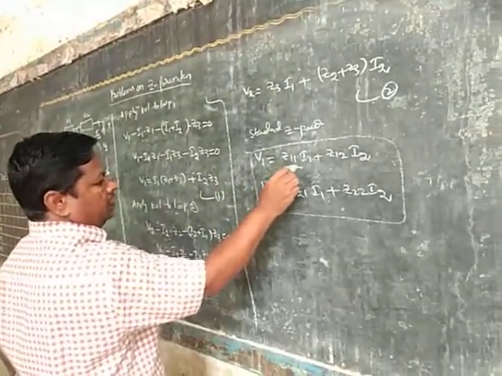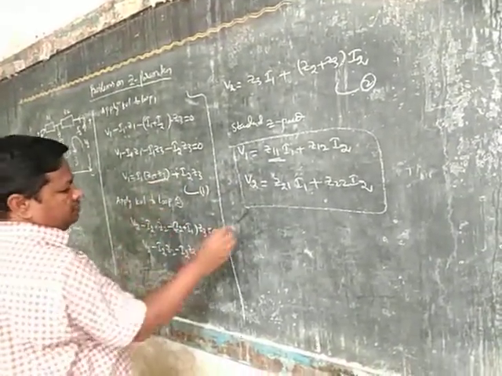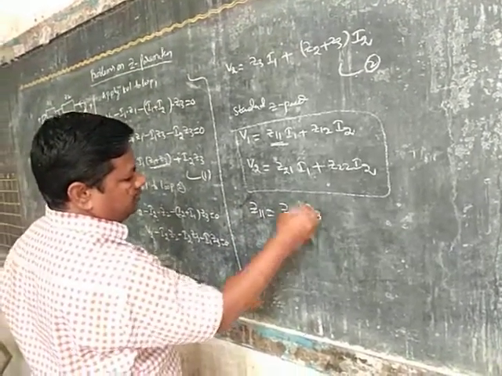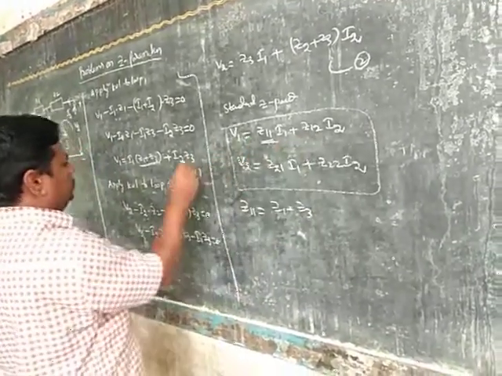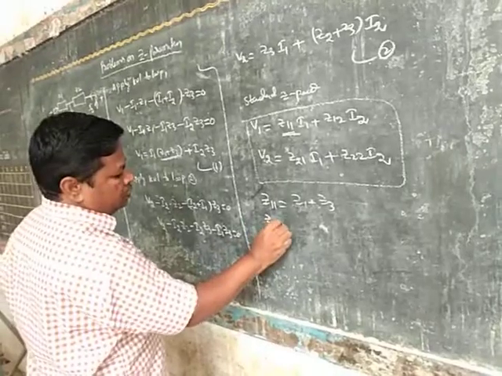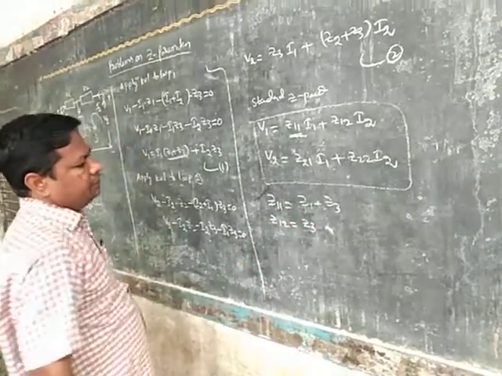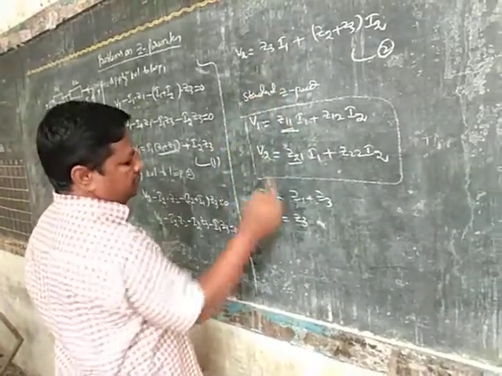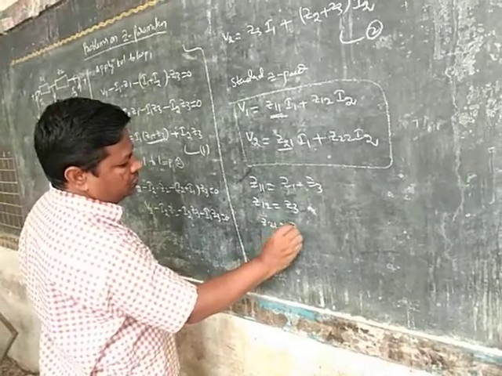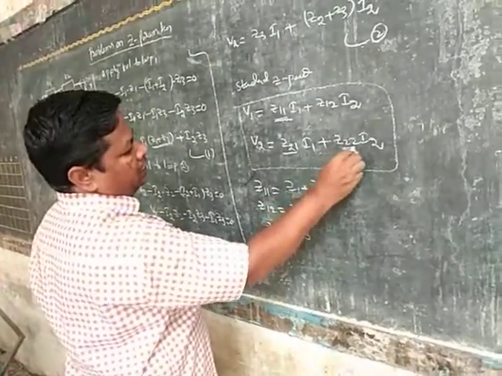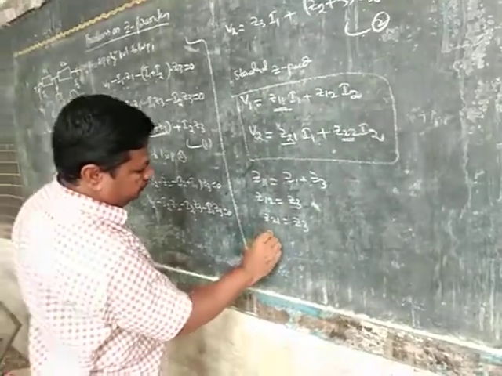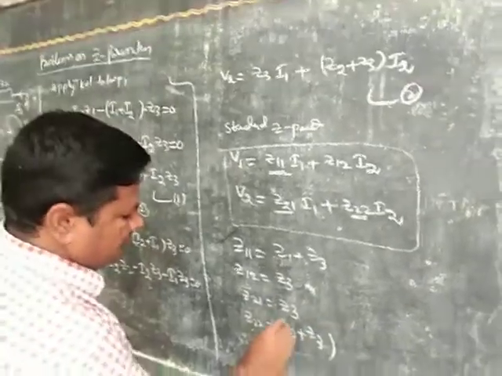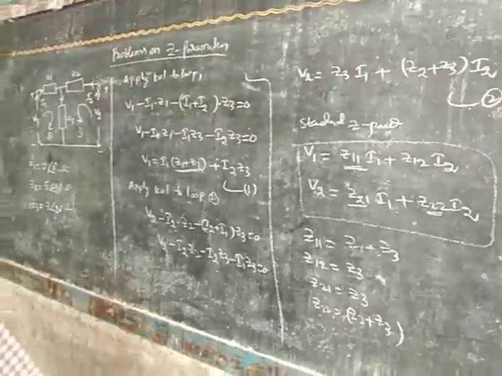Now here Z11, what is the value? Z1 plus Z3. So Z11 is equal to Z1 plus Z3. Z12, here Z3. So Z12 is equal to Z3. Come to this expression. Here Z21 is equal to Z3. Z22 is equal to Z2 plus Z3.